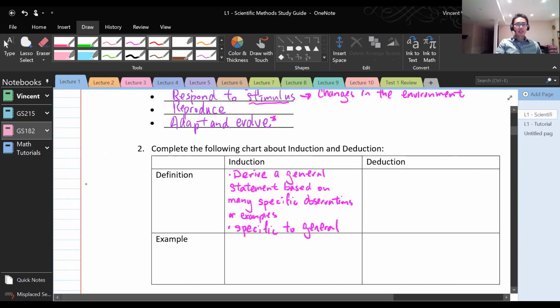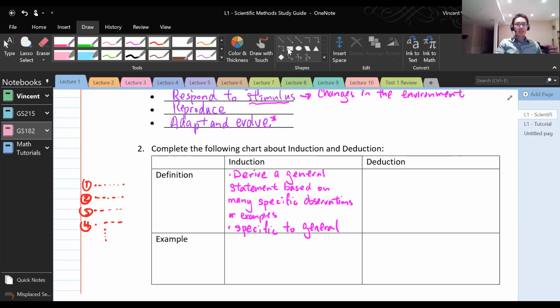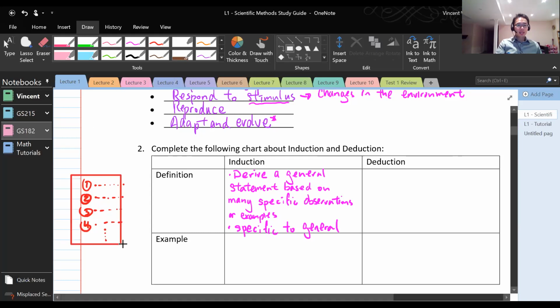So to draw it in a diagram, it's like this. I make one observation, and then I make another related observation, another one, and another one, and then many, many, many more. Then you take all these observations that you get, and you form some kind of general statement.